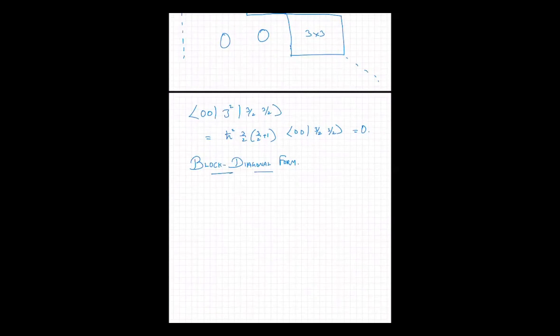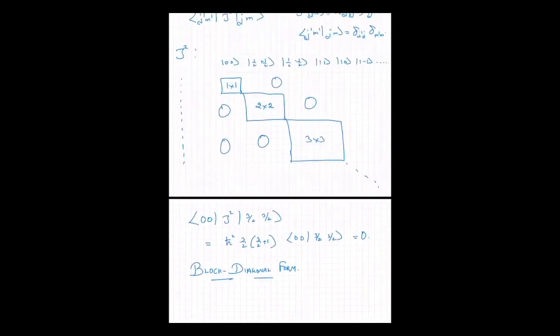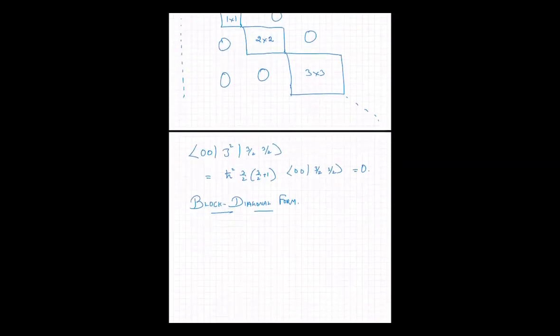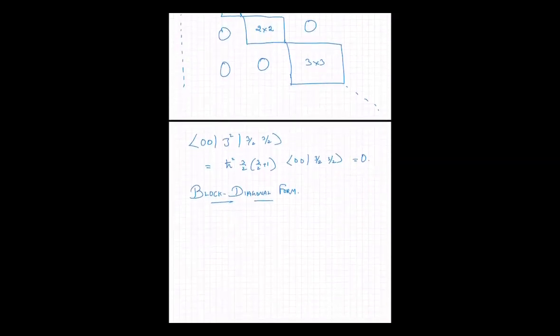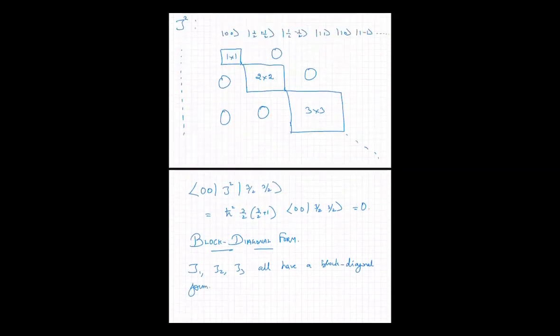Now, if you work out the matrices for J3 or J1 or J2, whatever it is, they're all going to have this block diagonal representation. So J1, J2, J3 all have a block diagonal form. But the elements inside each block are going to be different.